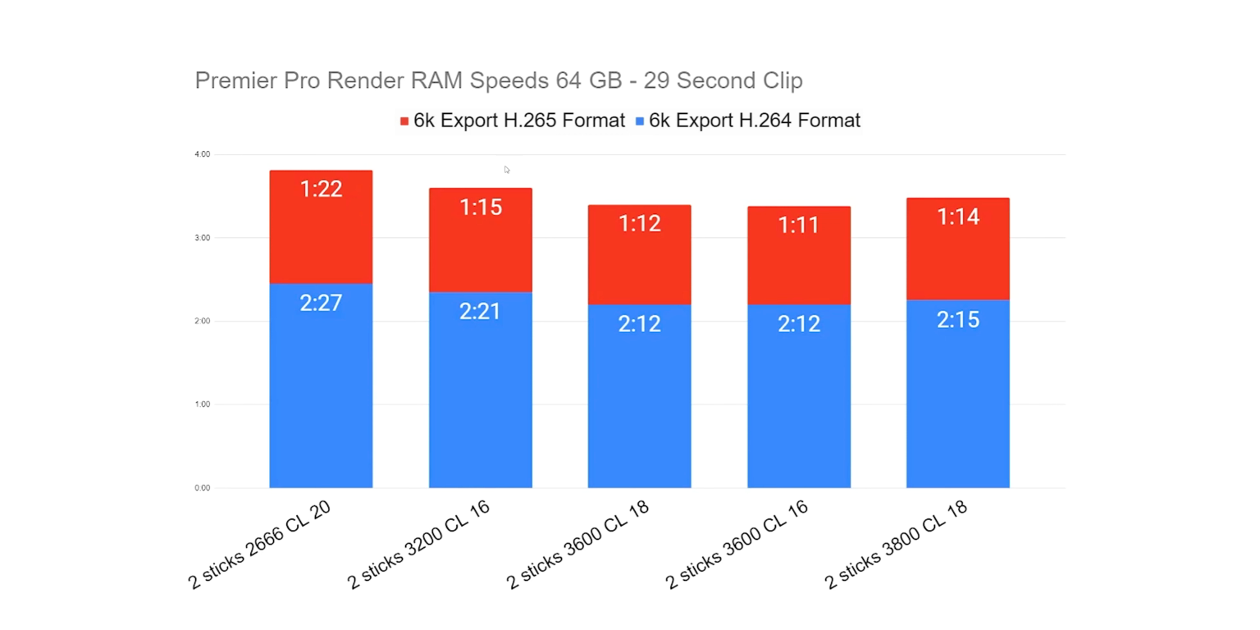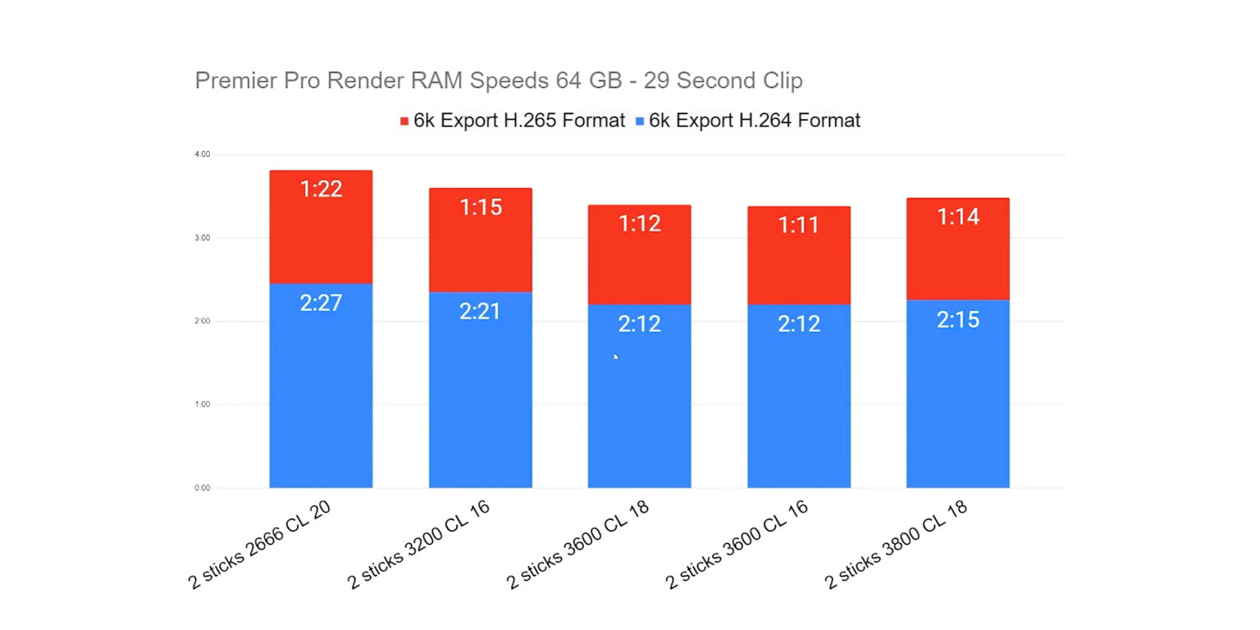What we do find is that the .265 format rendered quicker, and of course the 2666, this is non-XMP enabled, is taking the longest amount of time. Now, mind you, it's not that big of a difference because this is a 29-second clip, so you're not going to notice big time differences with it, but you will see them. We do see that drop at 3200 CL16, and then at 3600 CL18 you see a little bit of a drop and improvement, especially when you're looking at it from a .264 format.